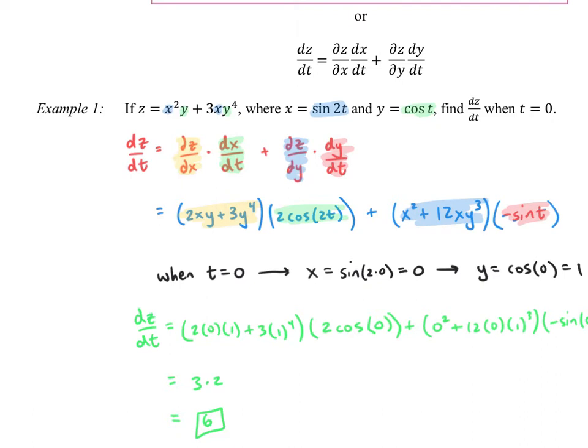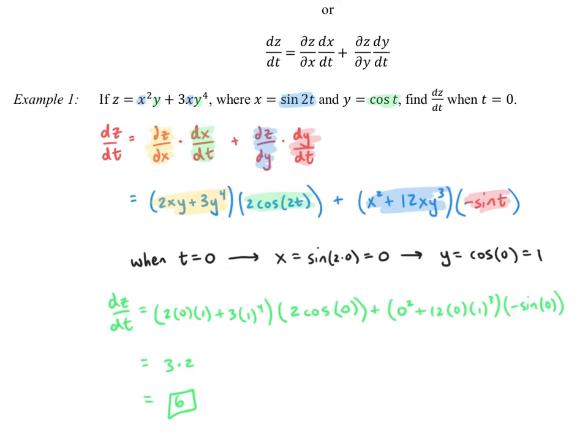Okay, but keep in mind that we could actually take z, and instead of making z a function of x and y, we can make it a function of t only, and then take the derivative as we have in the past in single variable calculus. Okay, let's move on to the next page.